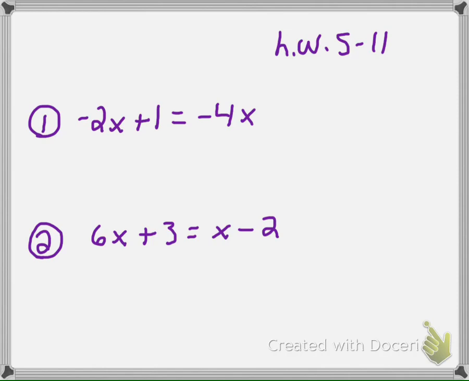So I want you to copy the two problems down. Negative 2x plus 1 equals negative 4x, and 6x plus 3 equals x minus 2. I want you to get the variable on one side and then figure out what x is, and then I want you to turn the video back on to check them and to find out what the remainder of the homework assignment is. Turn the video off now.